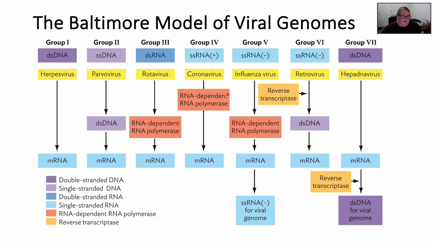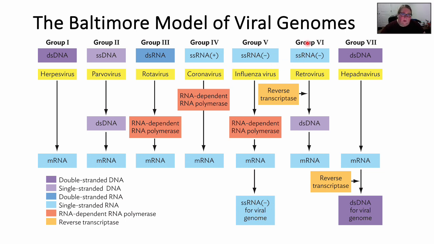We're also going to have this RNA-dependent polymerase that's going to make it to mRNA, but we're also going to need an enzyme that takes it from the negative sense and changes it to the positive sense. And then we're going to have it go back to the negative sense once we package it into the capsid when we're making the virions.